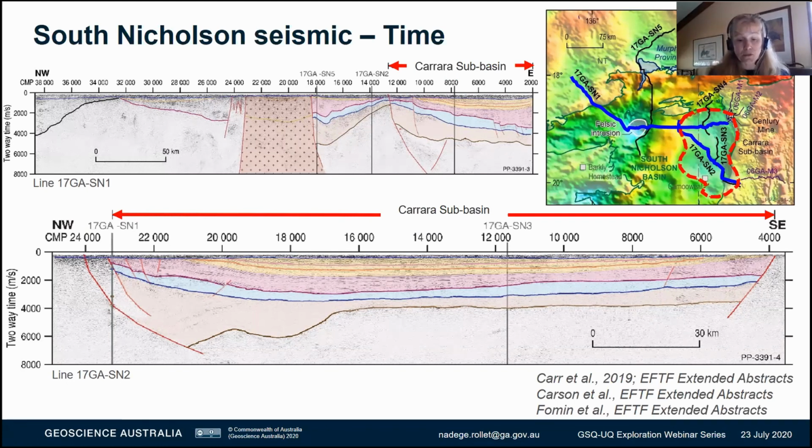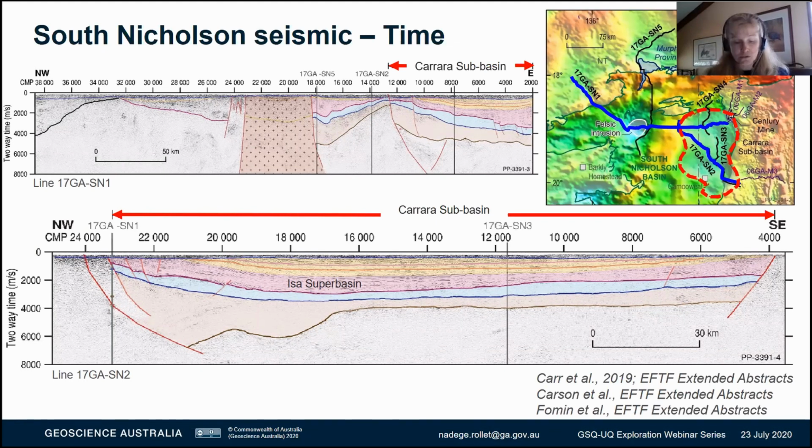This Carrara Basin is a large sag basin up to 8 kilometers deep, and it has been interpreted to include rocks of the Isa superbasin that are highly prospective and host worldwide deposits such as the Mount Isa copper and lead zinc deposits, and also regional base metal deposits.